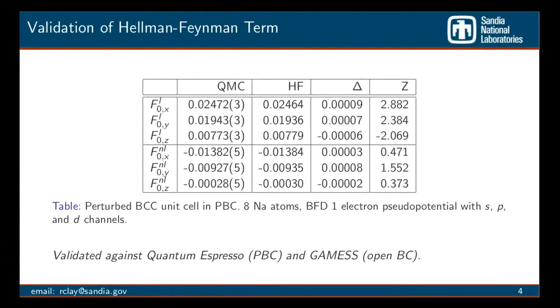Here's a snapshot of a fun little table from 8 sodium atoms in a box, and we basically just compared the QMC numbers without a Jastrow to the Hartree-Fock numbers. This number over here is the difference between these two, and this is the Z, how many standard deviations it is off of the QMC estimate. And you see everything's within 3 sigma, and this is well below sub-millihartree accuracy. So in periodic boundary conditions, we agree with other electronic structure codes. In open boundary conditions, we've done the same thing, and it looks pretty good. So at least that term is done.